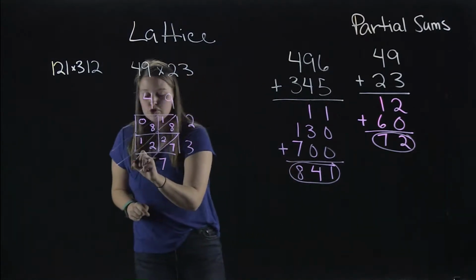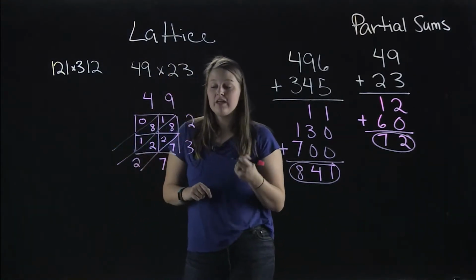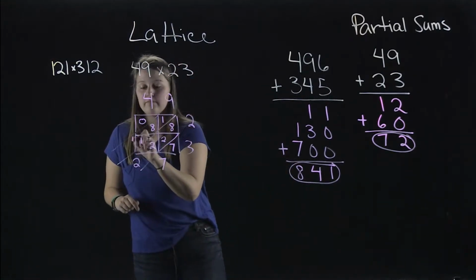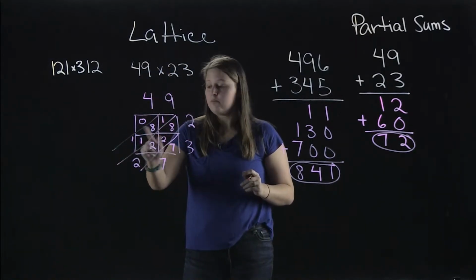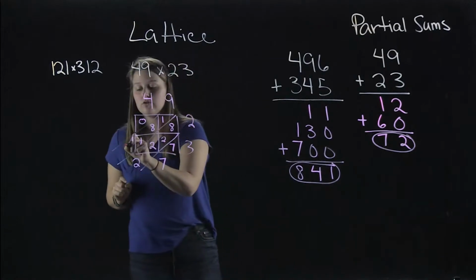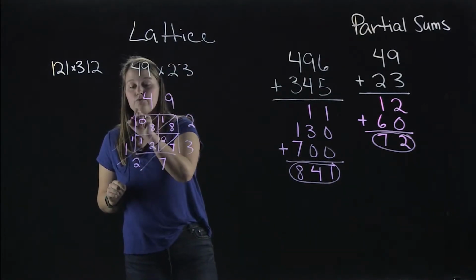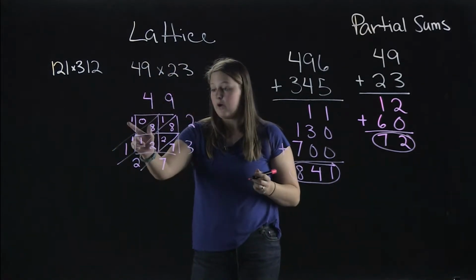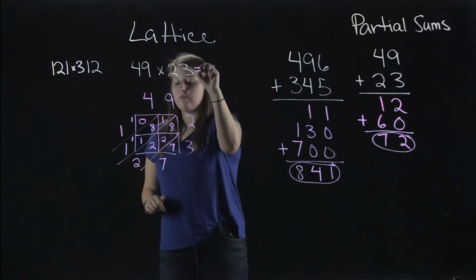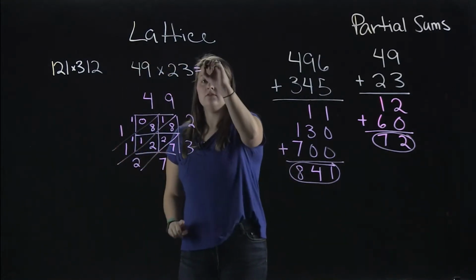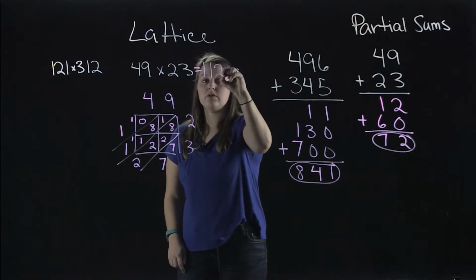So you've got to write your 2, but then you have to regroup that tens. So you're going to write a 1 here. Now you've got to add again. So 8 plus 1 is 9, plus 1 is 10, plus 1 is 11. So you're going to write your 1 and then regroup the set of 10. Now 1 plus 0 is 1. So now the answer to this problem is 1,127.